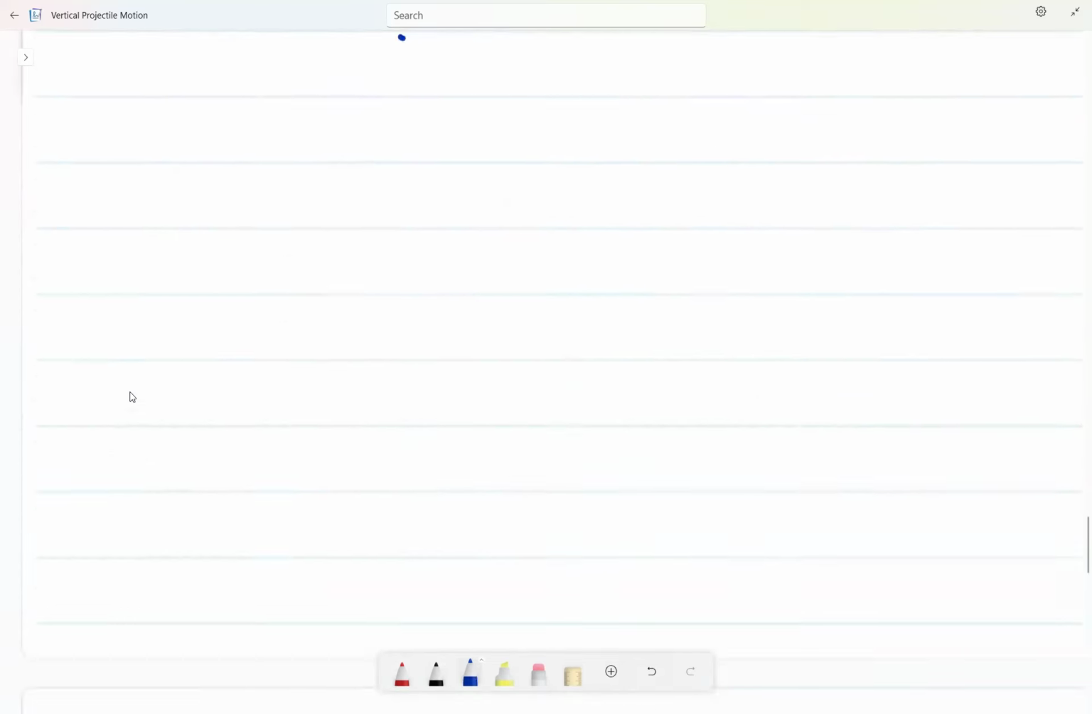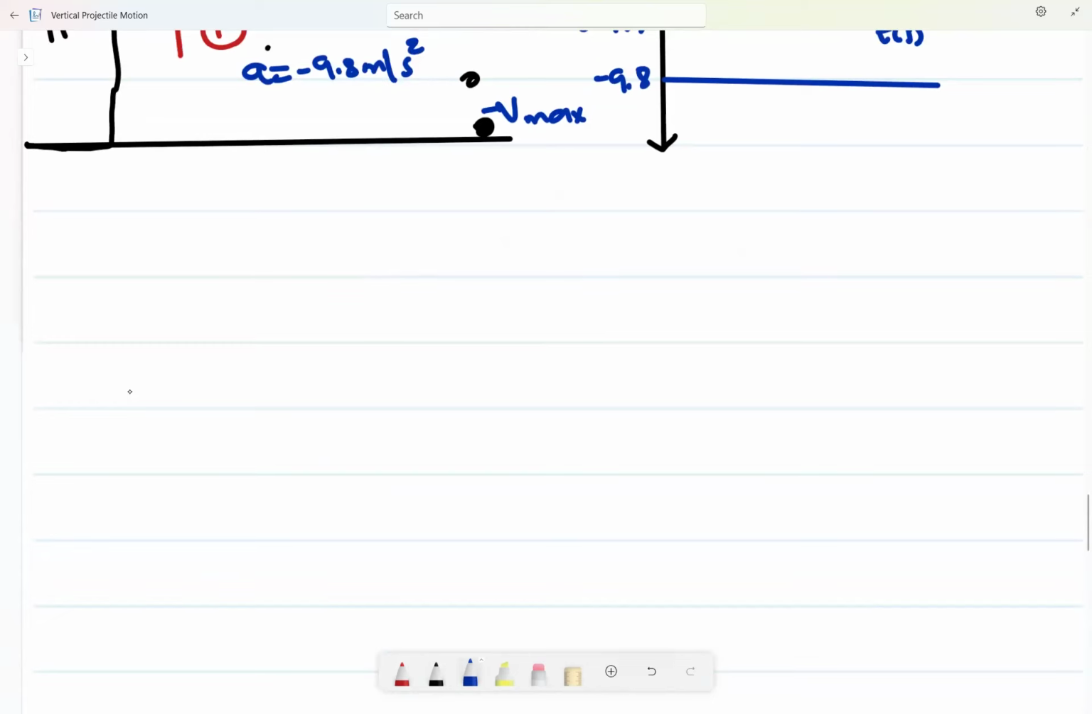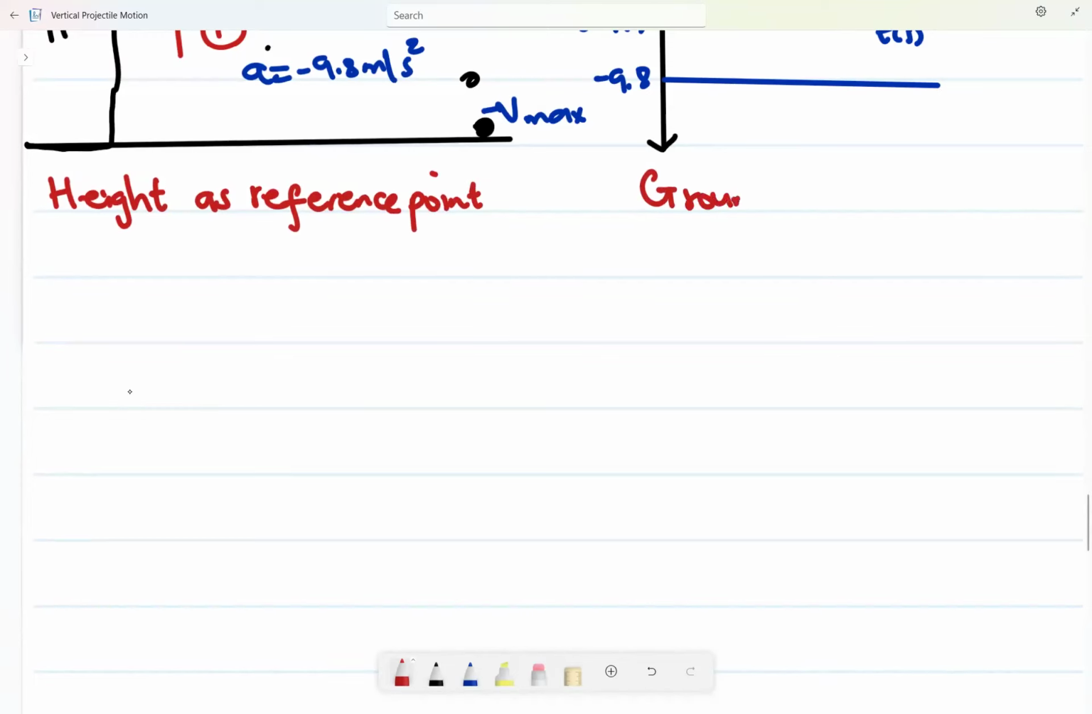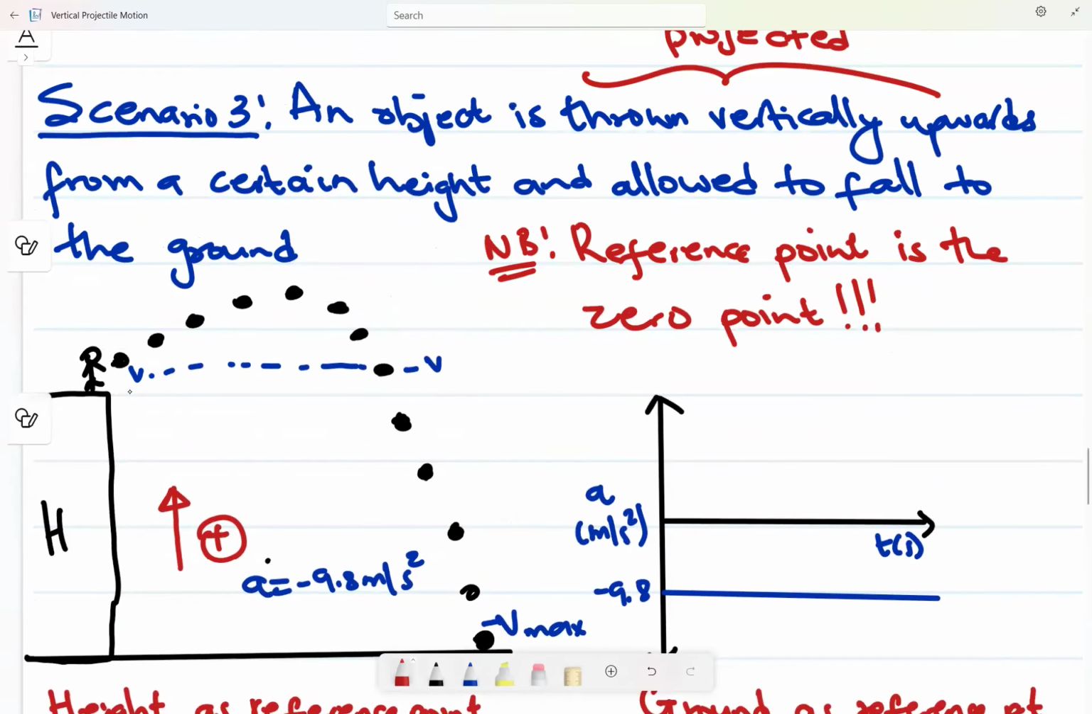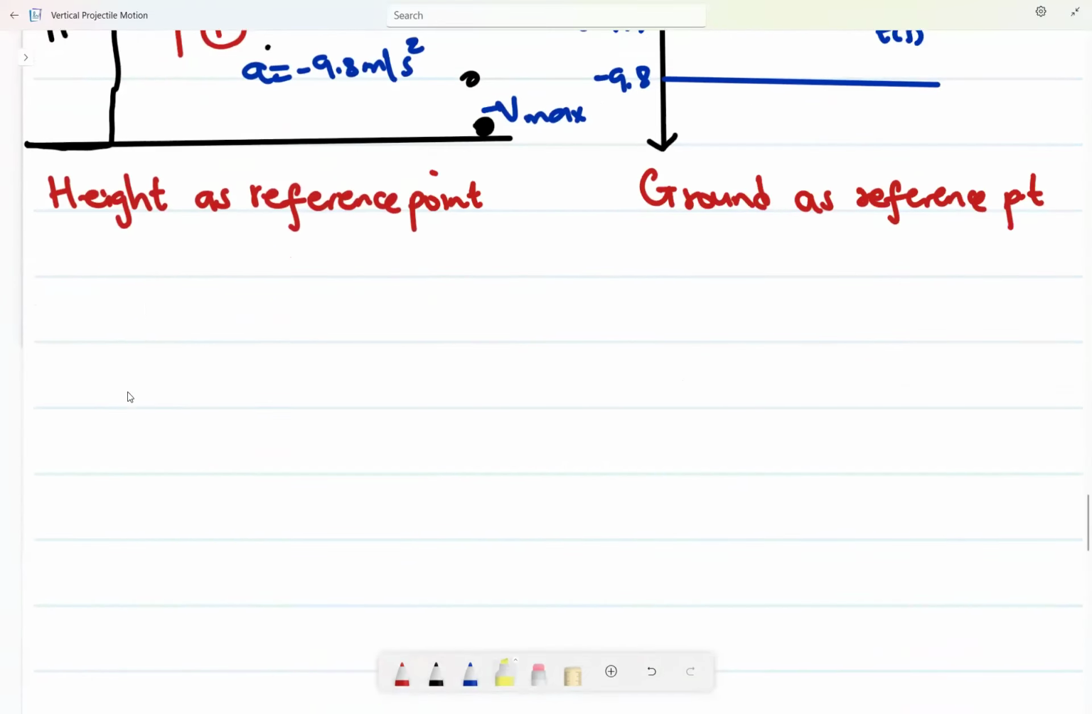Now I want us to draw the position-time graph on two occasions, where you take the height as reference, and also where you take the ground as reference point. Remember I said this trajectory that you have drawn for yourself, it is exactly what you're going to draw for the position-time graph. Why am I saying that? You'll see.